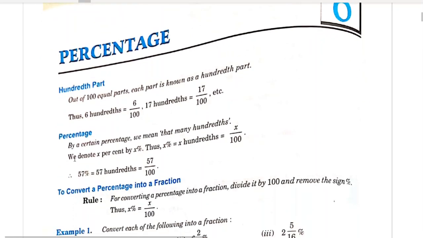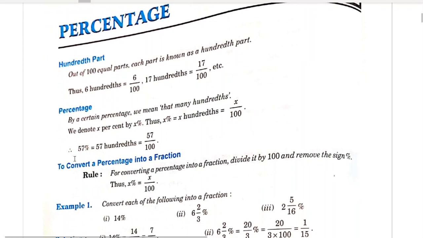All right. So we are going to start with the chapter percentage. So what is percentage? Percentage basically means that many hundredths. What do you mean by hundredth? Hundredth is one part of 100. So 1 upon 100 is hundredth. And if I say 6 parts of 100, that is 6 hundredths. That means 6%. So parts of 100 are basically percentage.